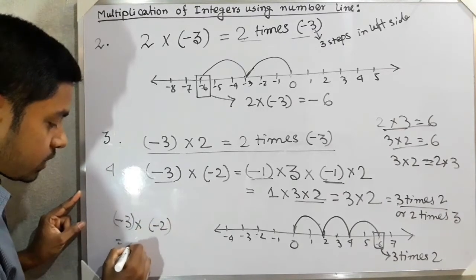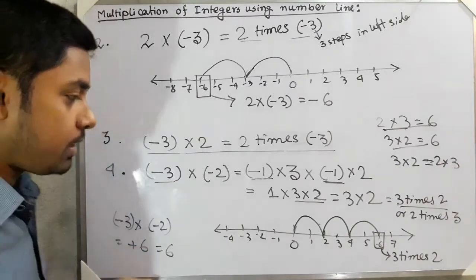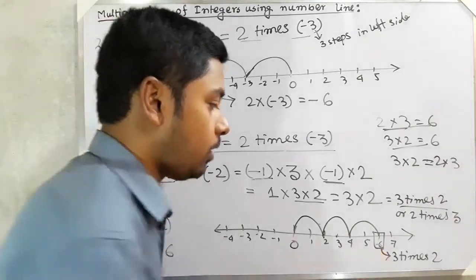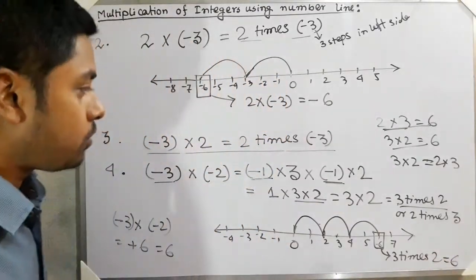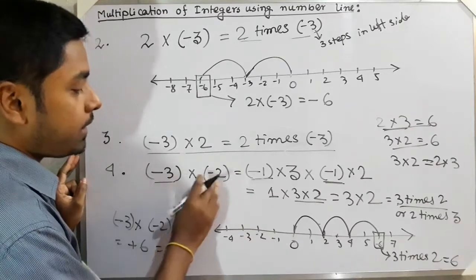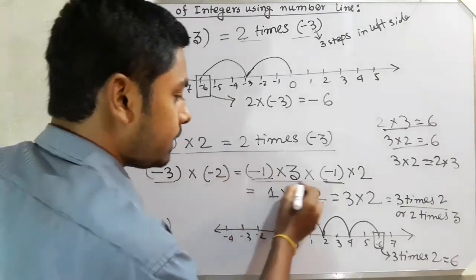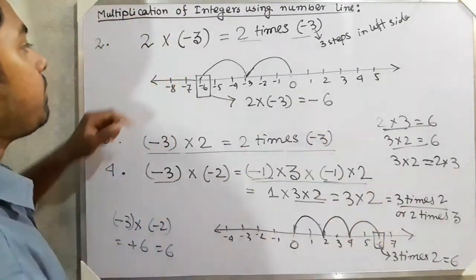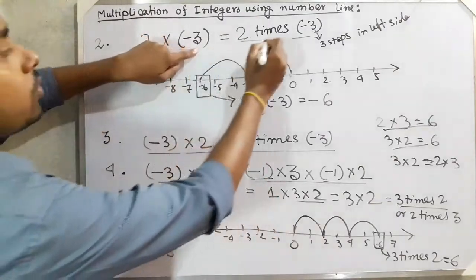then minus into minus is plus, and 3 twos are 6. That means only 6. So you are getting only 6 here. Okay, so whenever we have both integers negative, in that case we have to do like this. Otherwise, whenever we have one negative integer, then we can do it this way.